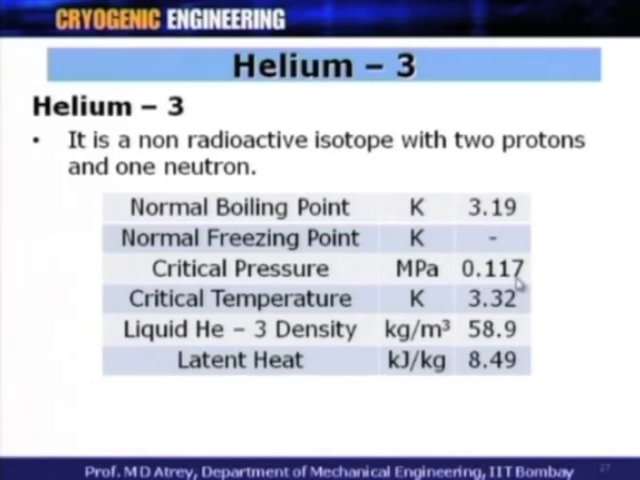Now, this is very important. This is only 1.17 bar, just above atmosphere. When the critical pressure is very low, naturally the critical temperature is also very low, which is 3.32 Kelvin. So, you can see the boiling point is 3.19 and the critical temperature is 3.32. The liquid helium 3 density is 58.9. The latent heat is very, very small, 8.49 kilojoule per kg.